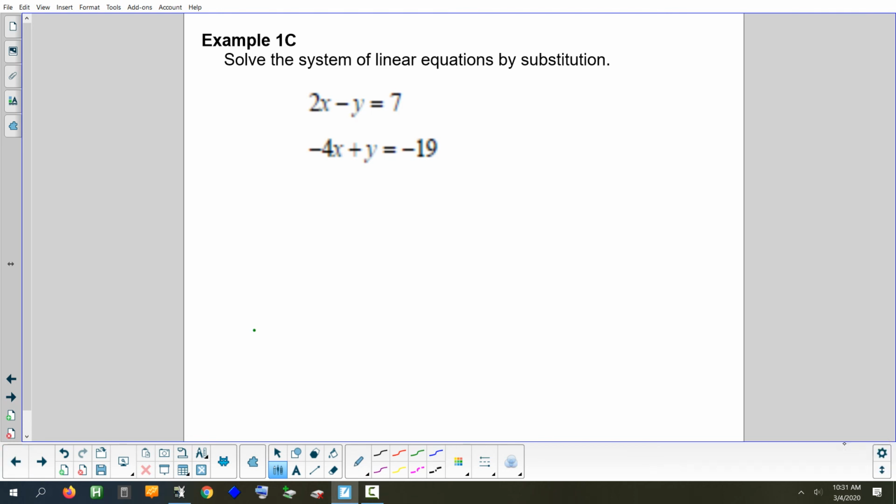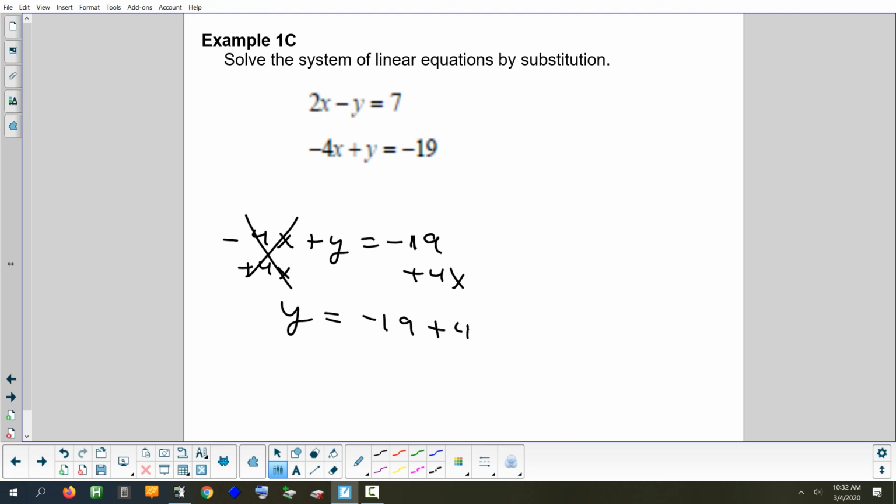All right, if you're still working, that's fine, but let's start to go through it. Just make sure we get it done in the next 5 minutes. So we picked the bottom equation. Which letter did we get by itself in the bottom? Y. How did you get y by itself? Adding 4x to both sides. Perfect. Add 4x to both sides. That's gone. Y equals negative 19 plus 4x. All right, so there's our equation.